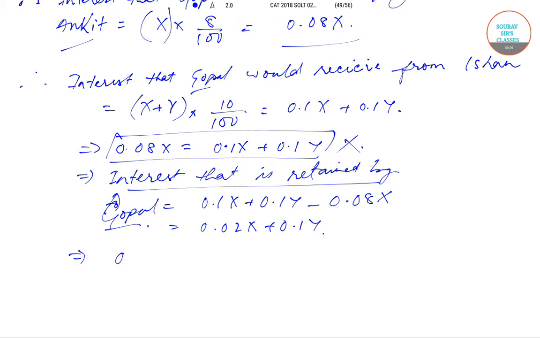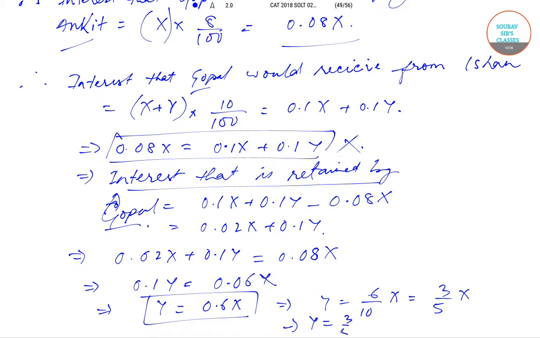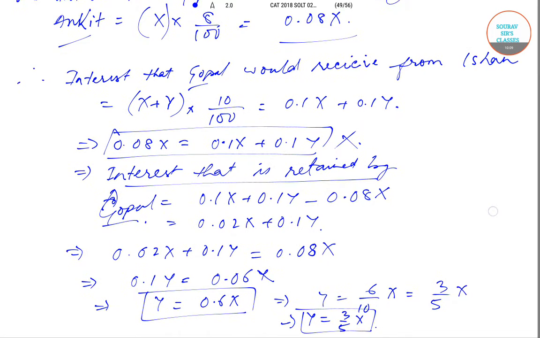So this means that 0.02x plus 0.1y is equal to 0.08x. So this gives that 0.1y is equal to 0.06x, and this ultimately means that y is equal to 0.6x. Or we can say that y is equal to 6 by 10x, and this means that y is equal to 3 by 5x. So this is one of the equation values.